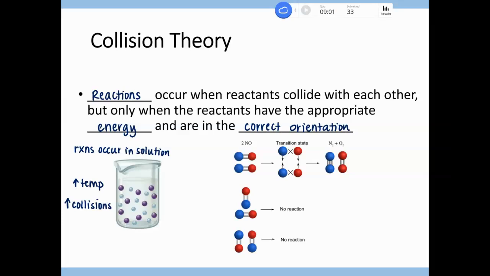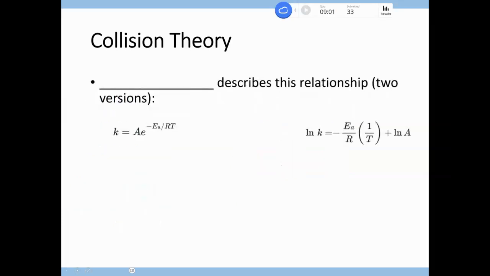So for this reaction, we start with 2 NO molecules and we form N2 and O2. The 2 nitrogens have to be near each other, 2 oxygens have to be near each other for this reaction to occur. Here, the nitrogen and oxygens are lined up, so no reaction occurs because of that orientation. But remember, molecules are constantly moving around. So as long as they're in the correct orientation and have sufficient energy, that reaction will occur. So we can put an equation to describe that relationship, and that is the Arrhenius equation.